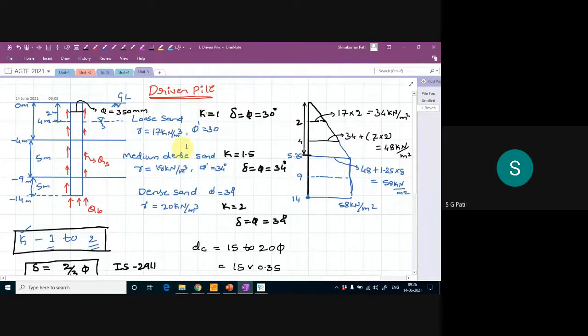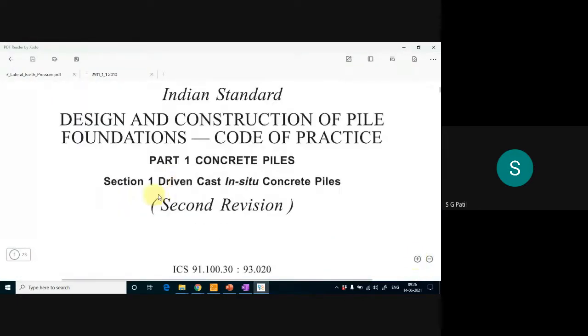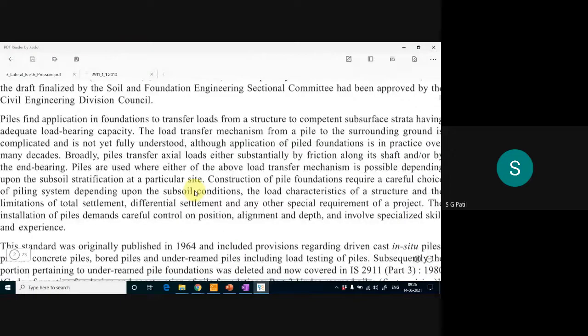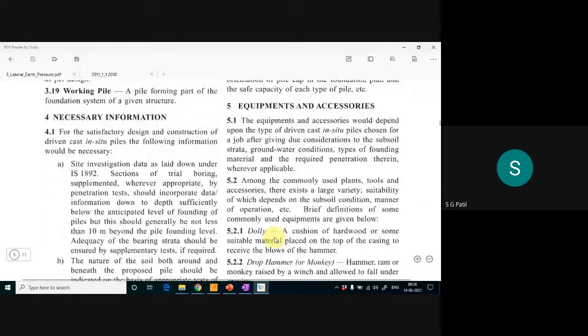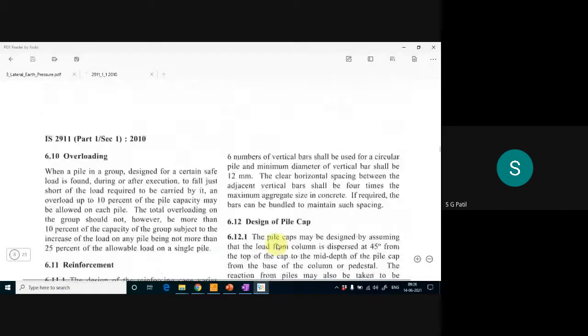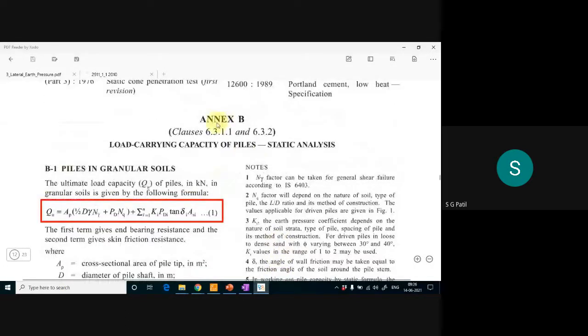Okay, so for the driven pile, I should refer section 1, part 1, driven cast in situ pile. Here I have to go to the end. There is a chart there. You see this Annexure B? In this Annexure B, I should refer to load carrying capacity.